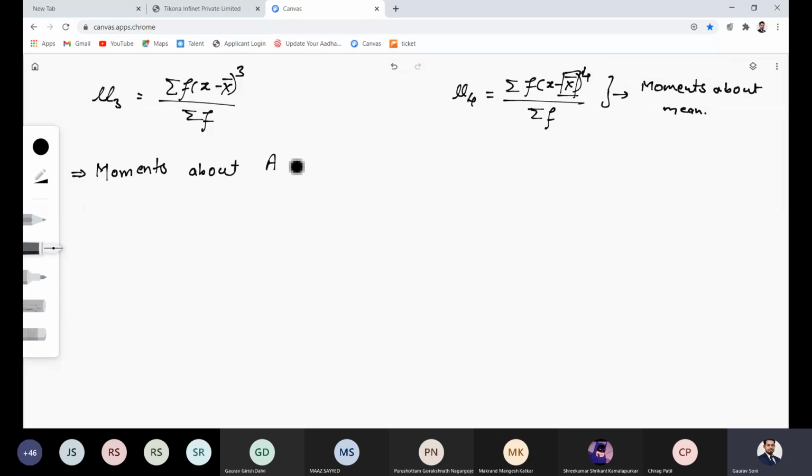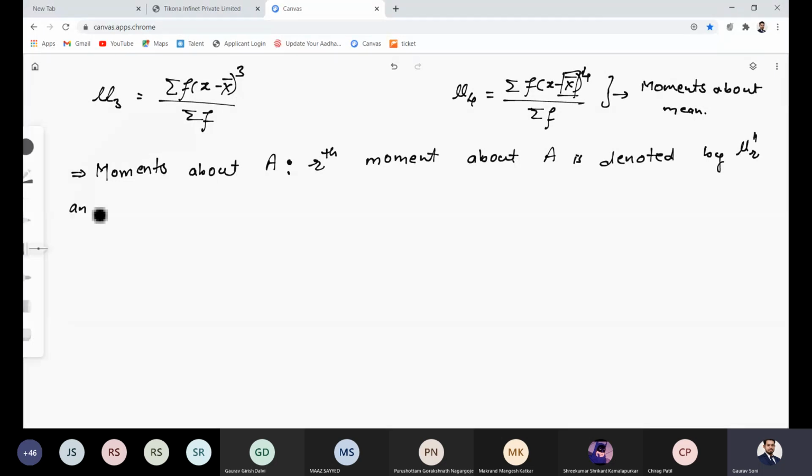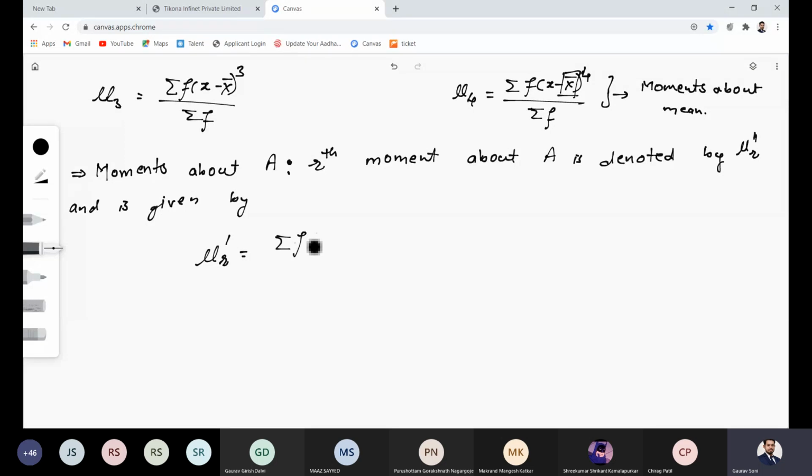And now I am taking moments about A. The rth moment about any number A is denoted by mu r dash, and is given by mu r dash is equal to summation f into x minus A raised to r upon summation f.